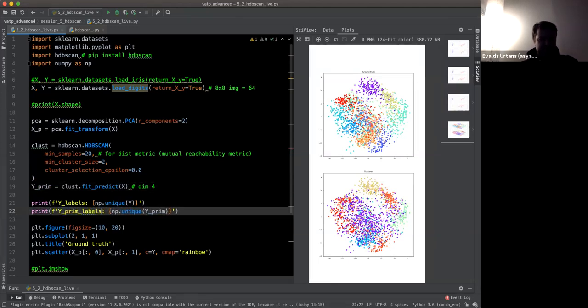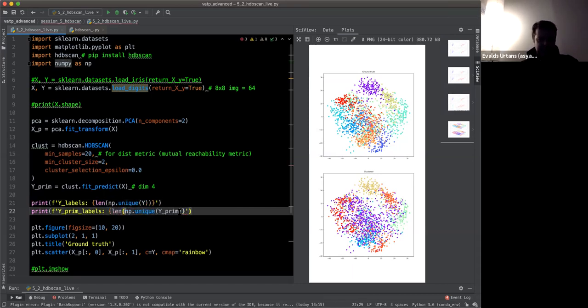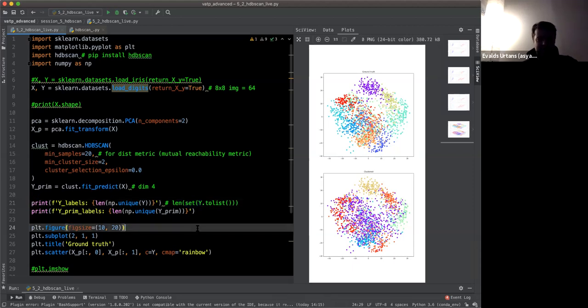I would also like to calculate, not to list them, but calculate how many there are. So I use len, and I will also give a comment on what it actually is. The idea is to have the list, then cast it to a set. Basically you could get the same output like this, Y to list and set. If you know Python sets, this is the same idea.